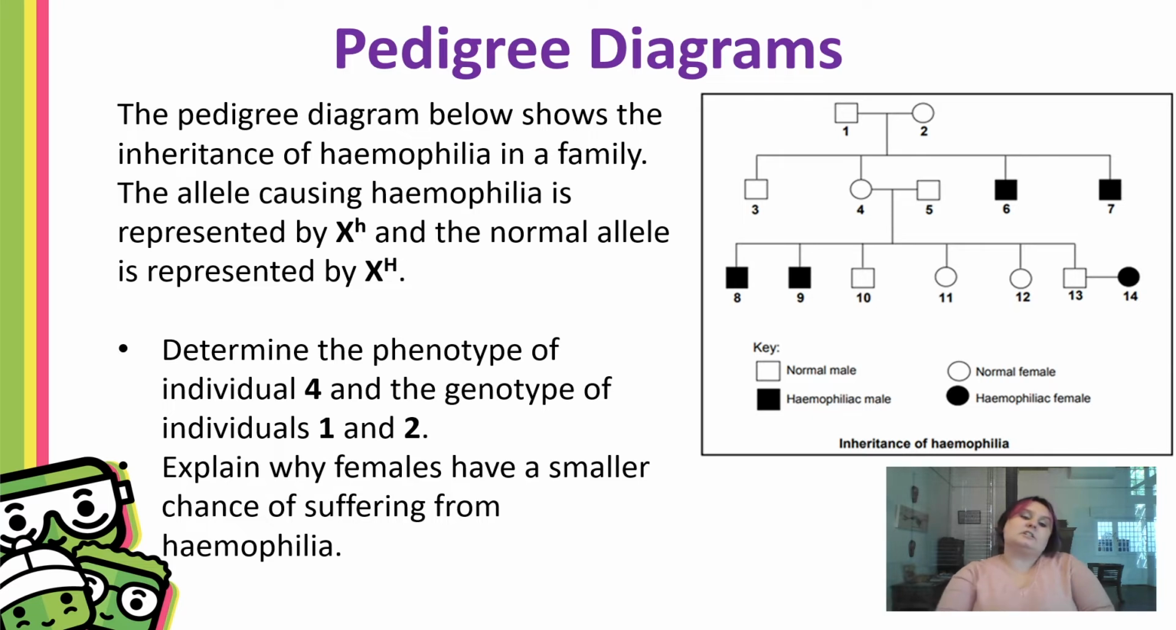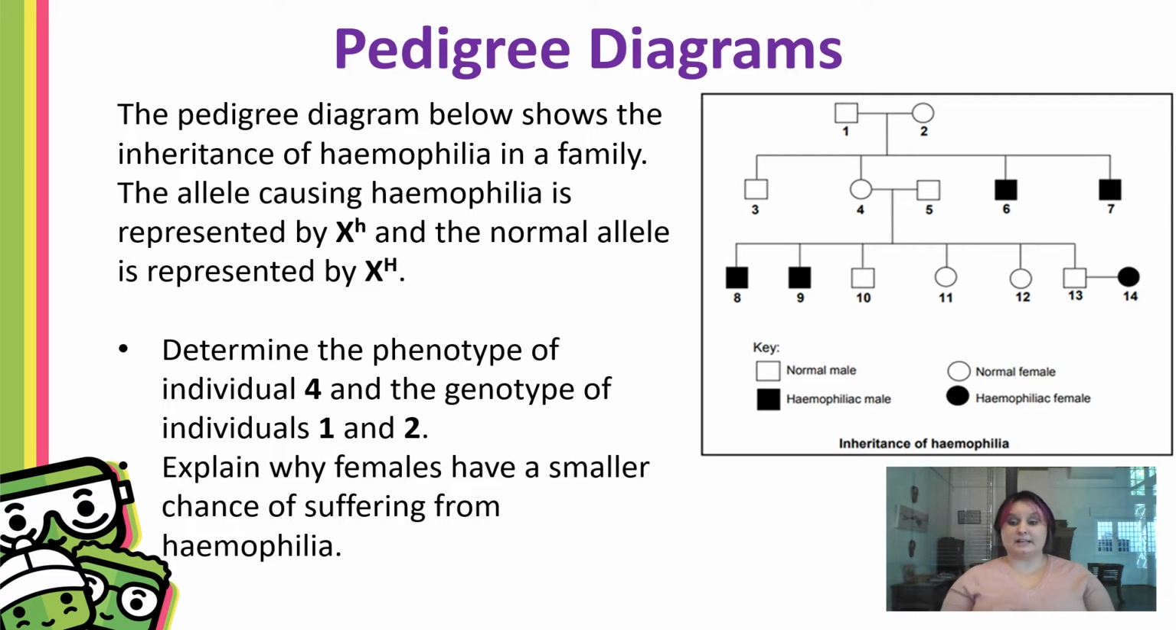Right, so they've actually told us quite a lot here by telling us that hemophilia is a sex-linked disorder and it is inherited on the X chromosome. So we know genetically a biological female has 2 X chromosomes and a biological male will have 1 X chromosome and 1 Y chromosome. Right, our first question asks us to determine the phenotype of individual 4.